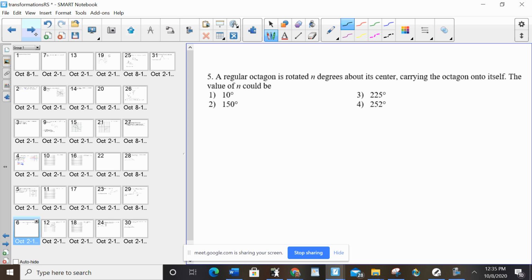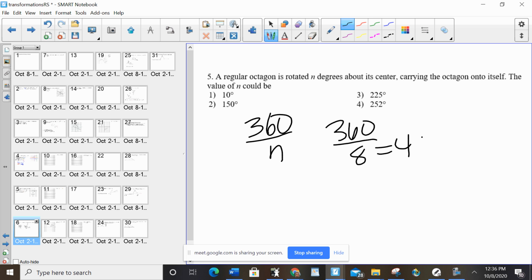A regular octagon is rotated n degrees. Regular polygon. Min rotation is 360 over n. So when I'm rotating a regular polygon into itself, I use 360 over n to get the minimum rotation. An octagon is 8 sides. That's my minimum rotation, 45. And any multiple of that, any multiple of 45 will also map it onto itself.